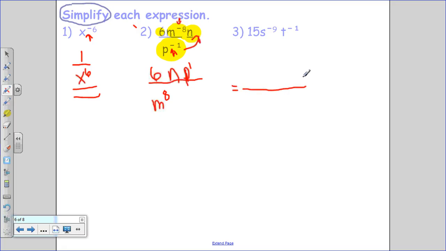Okay, so 15 is going to stay on the top. S to the negative 9 moves to the bottom, keeping the 9. And then t to the negative 1 goes to the bottom, and I keep the 1. And that's it.